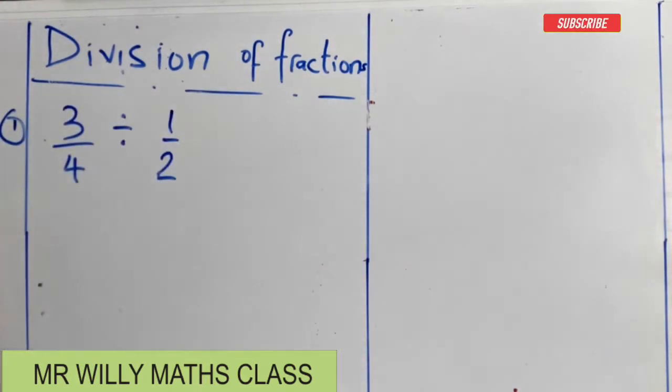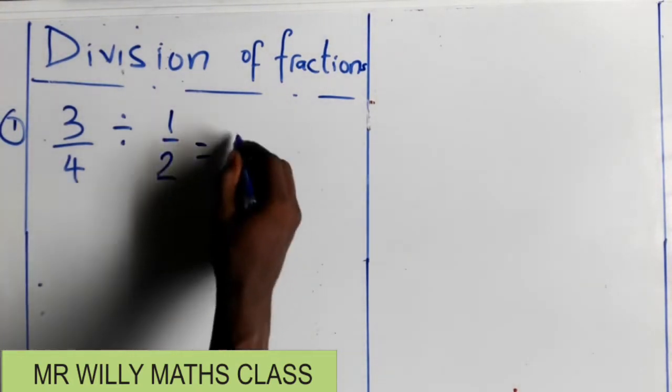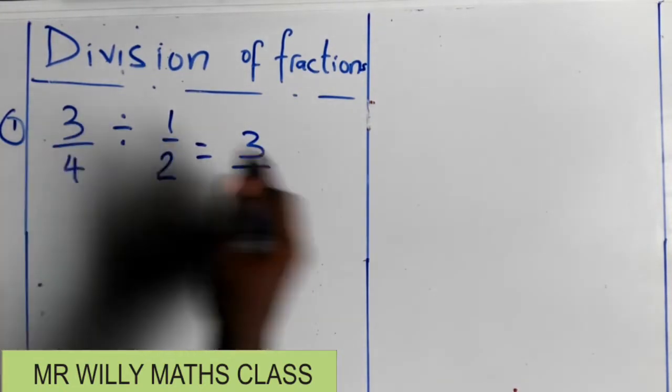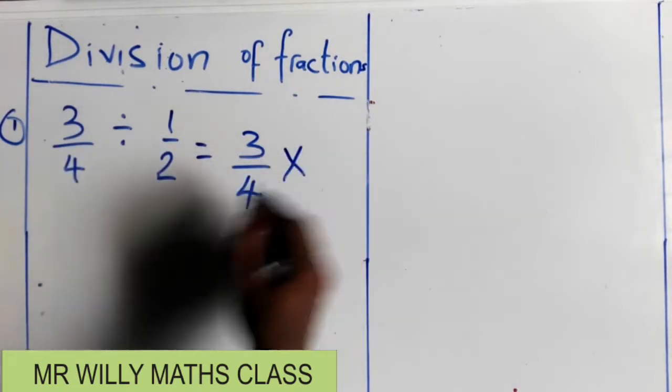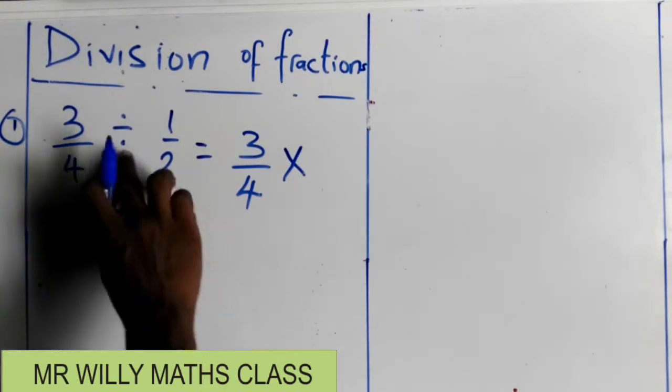Now, one thing about division is that you must look for a way to change the division into multiplication. When it comes to division of fractions, it is very, very important for you to change the division sign to multiplication. Now, how are you going to do it? This will be 3/4. Now, this division you turn into multiplication. After you have turned it into multiplication, the next fraction you turn upside down, or you write the reciprocal of the fraction. The next fraction after this division is 1/2.